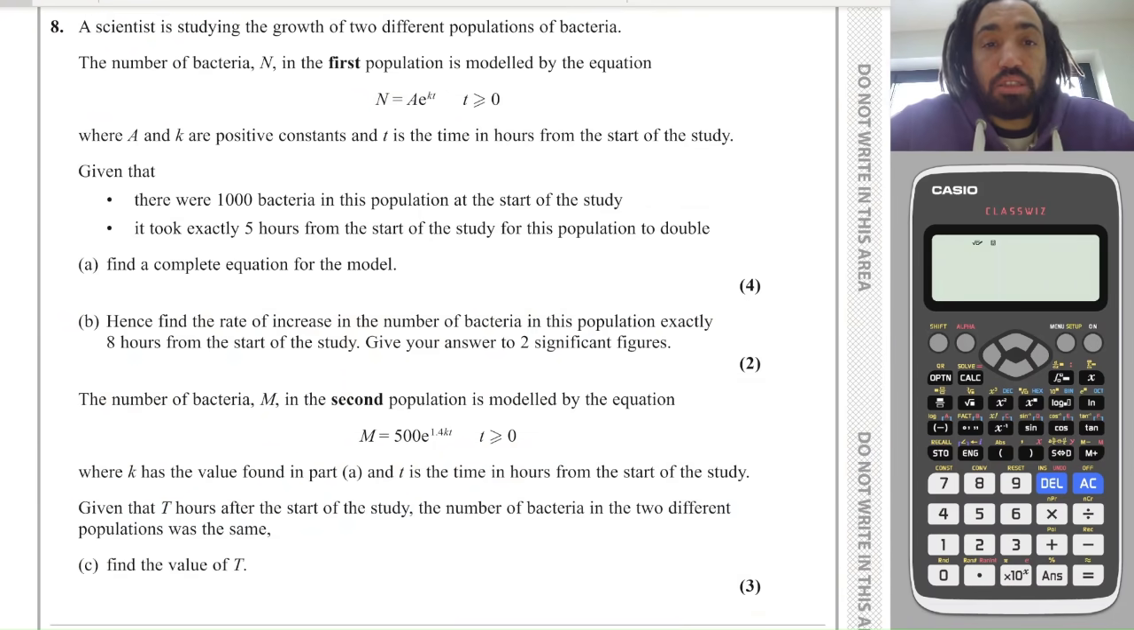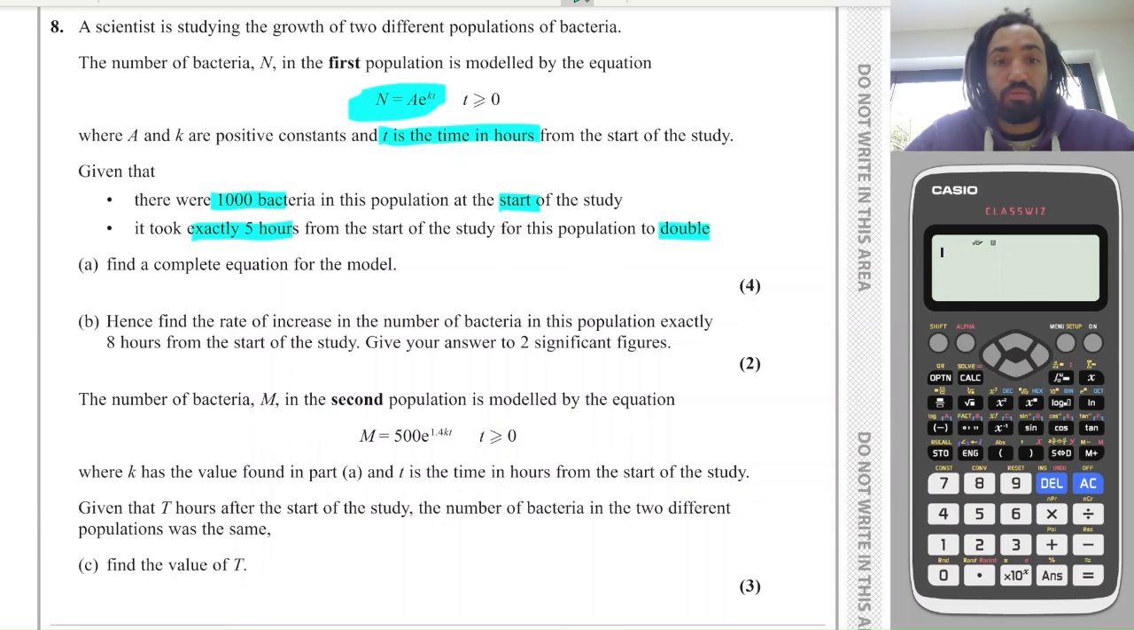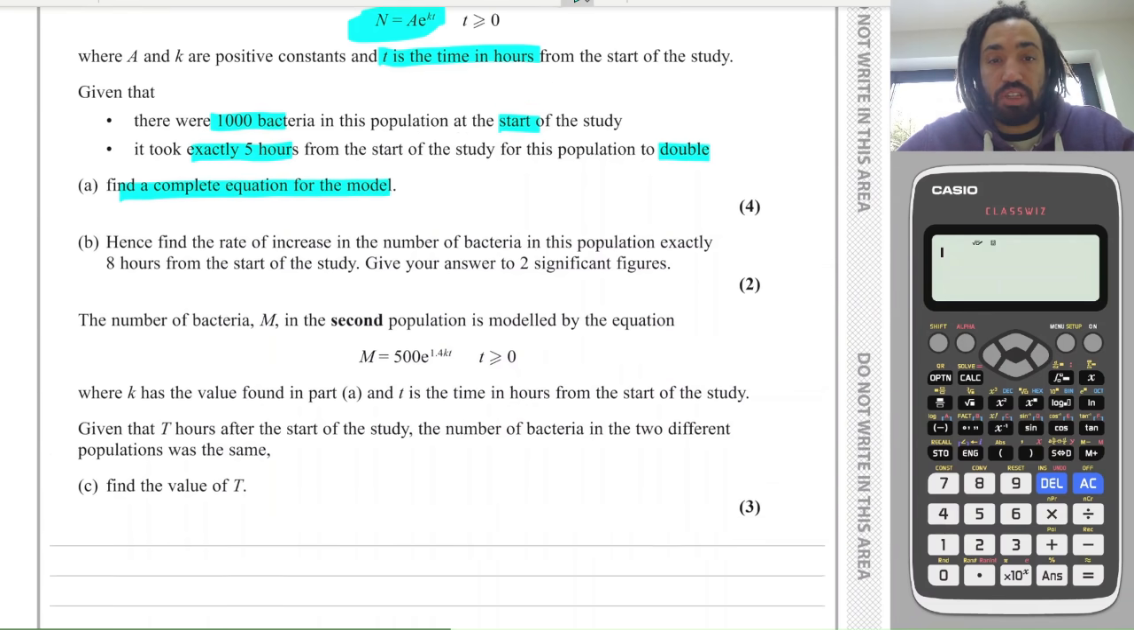Question number 8. A scientist is studying the growth of 2 different populations of bacteria. So let's highlight the key information. And that is the formula which we're going to use. T is in hours, so that's quite important. There's 1,000 at the start, and after 5 hours, the population doubles. Okay, so then we need to complete an equation for the model. So let's do that.